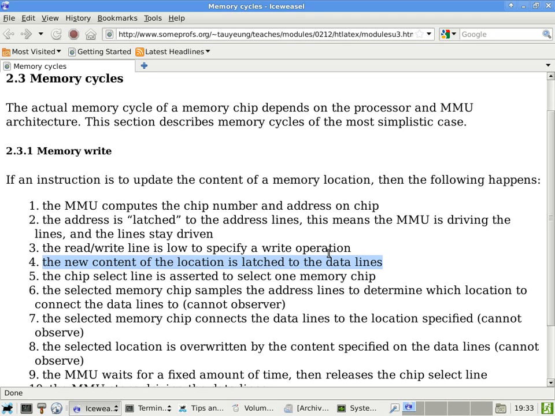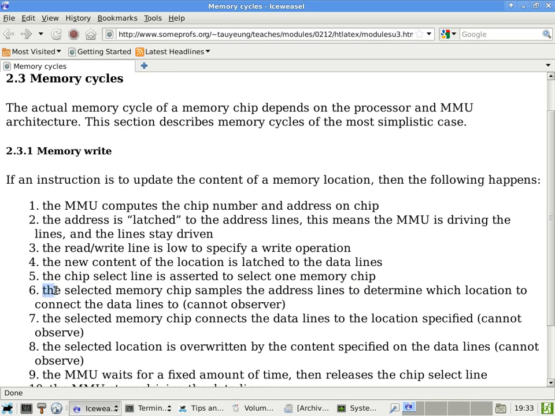Okay, but until I assert a chip select line, all the memory chips are just listening to the traffic, but nobody is doing anything. Are we doing okay so far with this model? Okay, question? No? Okay. Now the chip select line is asserted to select one and only one chip. So only one chip will have the chip select line asserted, which basically is the MMU telling that chip, pay attention. Now when the chip pays attention, there are several things that it has to do.